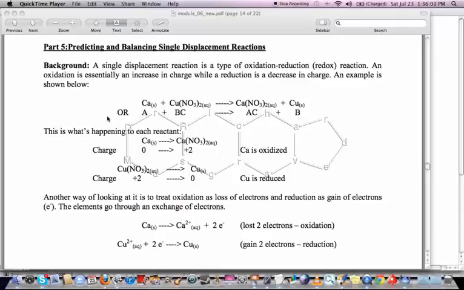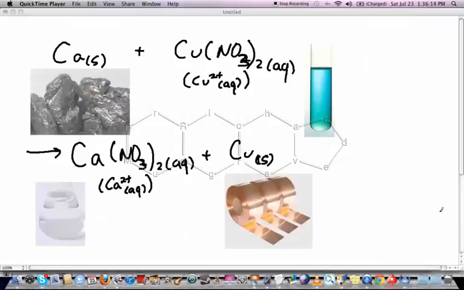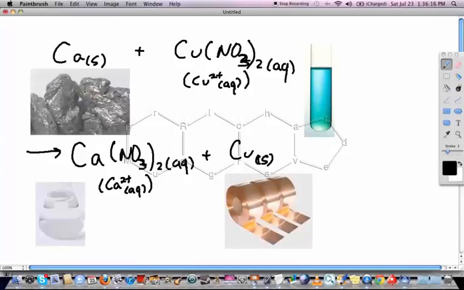We're now going to look at predicting and balancing single displacement reactions. By way of example, we're going to look at the reaction of calcium solid with copper nitrate aqueous. So let's look at how that would look. Calcium solid is a metallic grey-black solid.